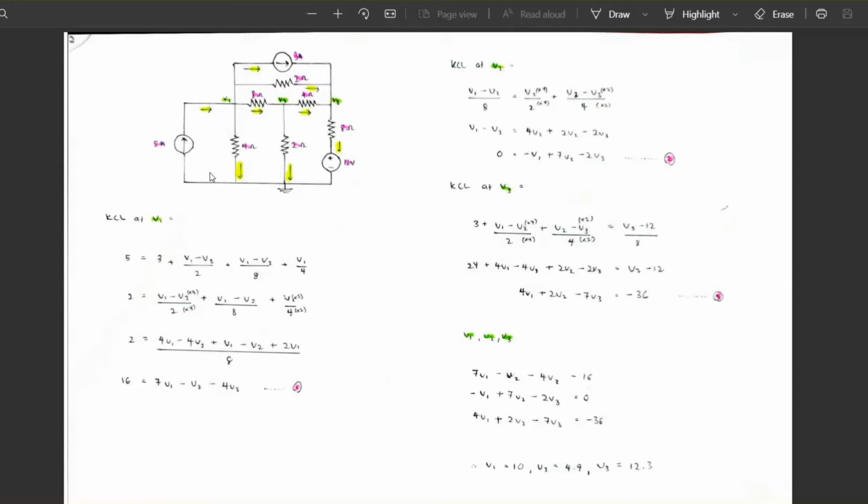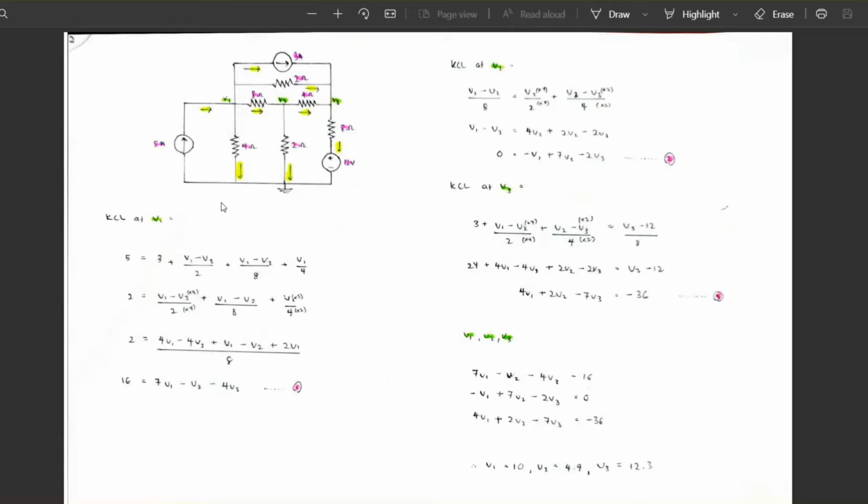Once done, we proceed with the formula. We will use the Kirchhoff's current law formula. This formula indicates that current in equals current out. We will use this formula in V1.